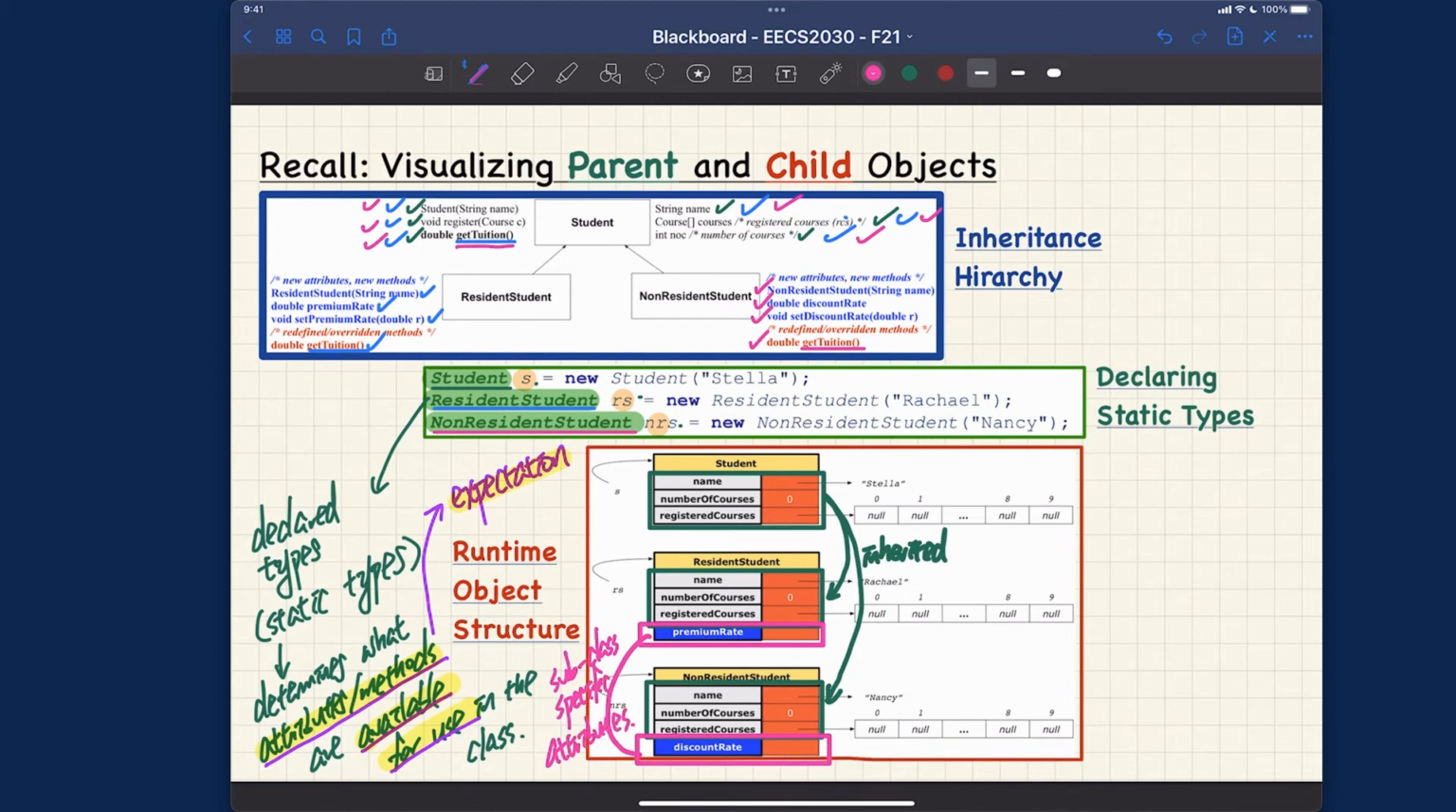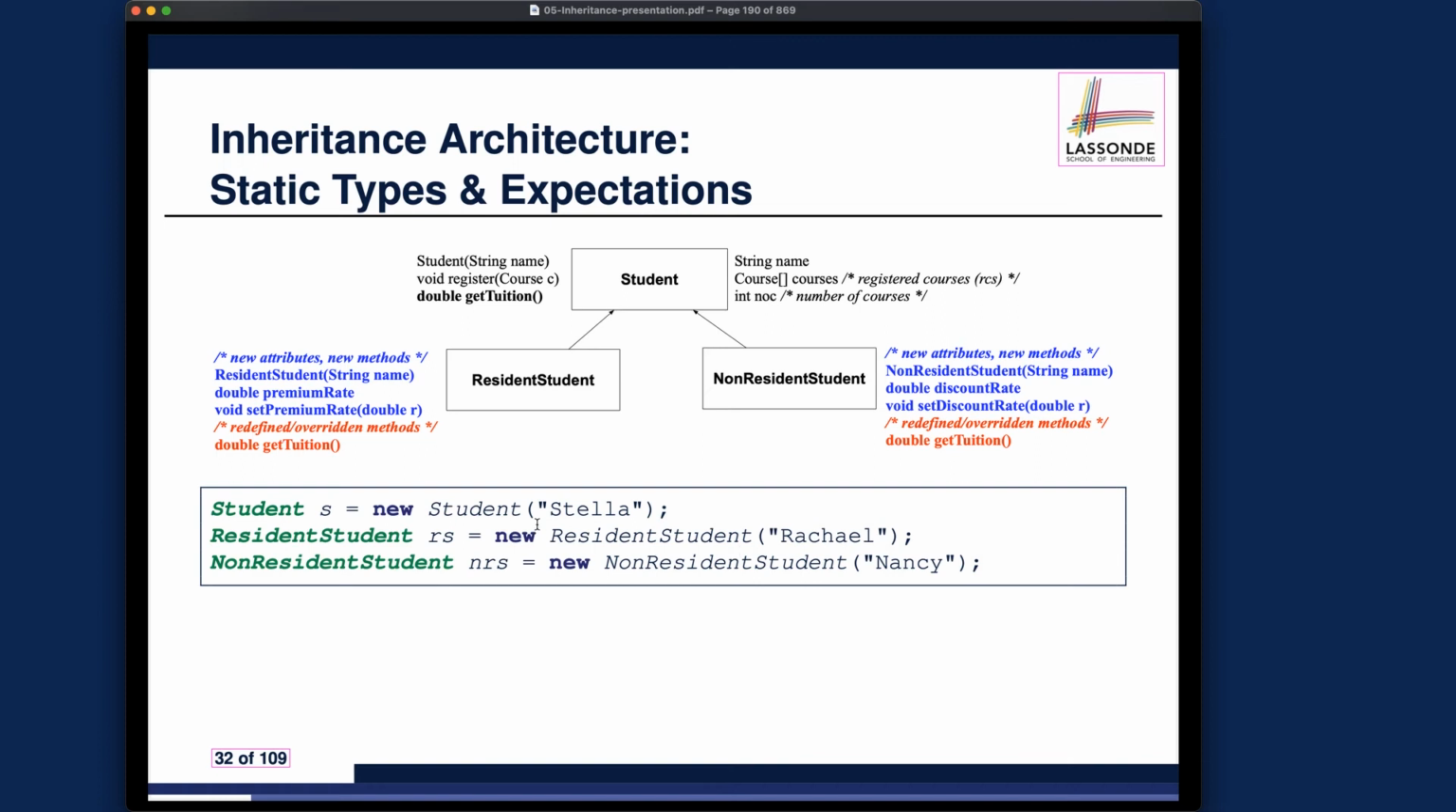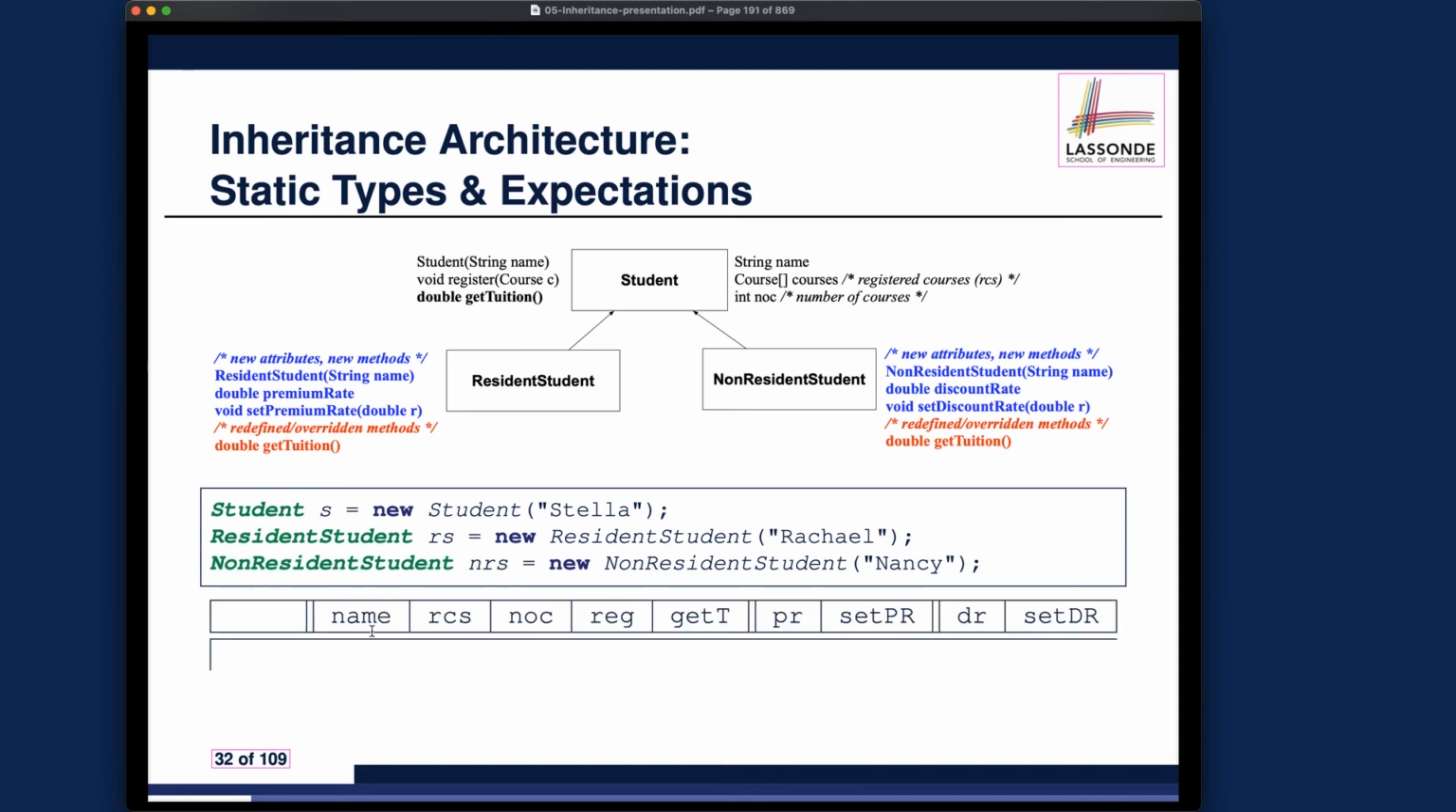Okay, so let's now do one exercise together. Okay, the exercise is, let me just present to you on the slides. Okay, now considering this architecture that we just recalled, now I would like you to consider again these three reference variable declarations with the three static types, which will determine the reference variables' expectations, right? Now, I have this table over here. Each of the columns is simply the attributes that are declared either in the student class or the resident student class or the non-resident student class.